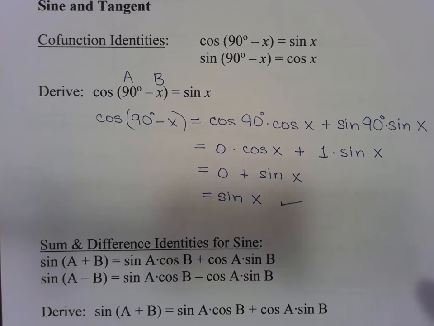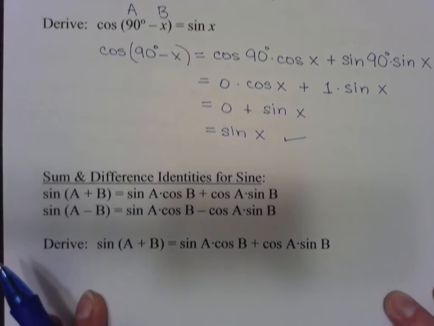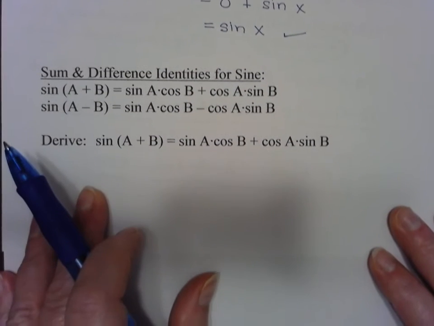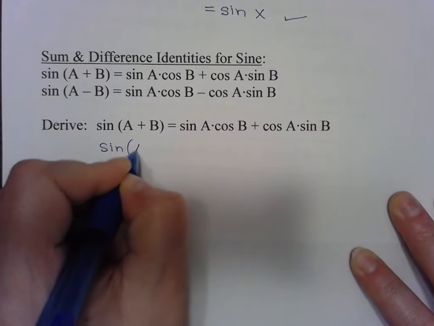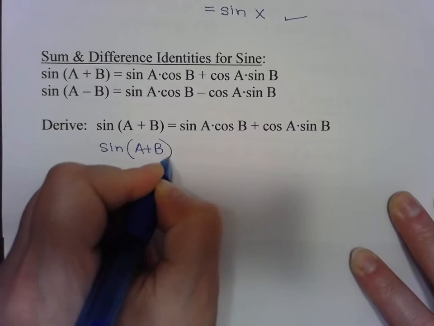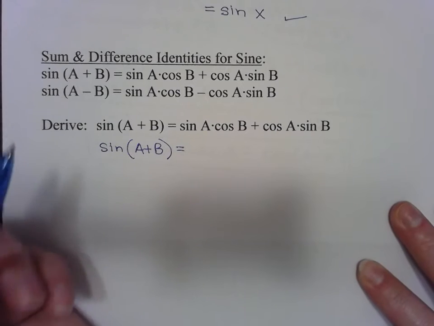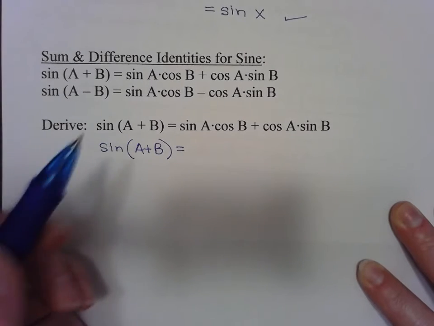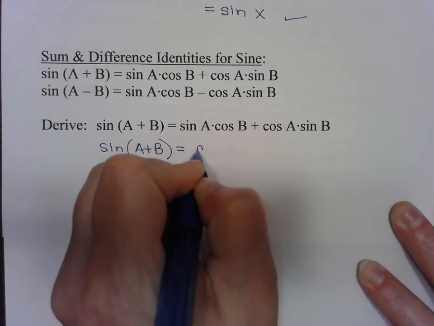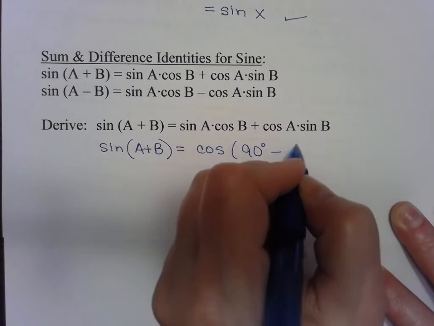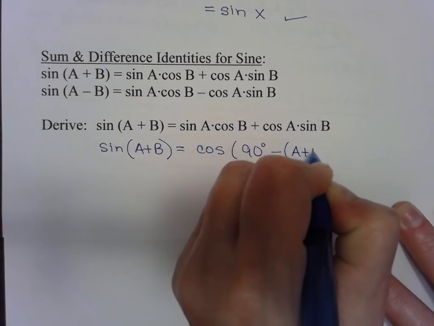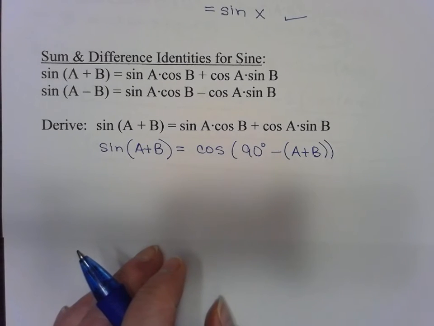Now we're going to use the two of these things together. All right, so we're going to start with the sine of A plus B. Using the cofunction identity that we just proved, the sine of an angle is equal to the cosine of 90 degrees minus that angle. That follows from the identity we just derived.